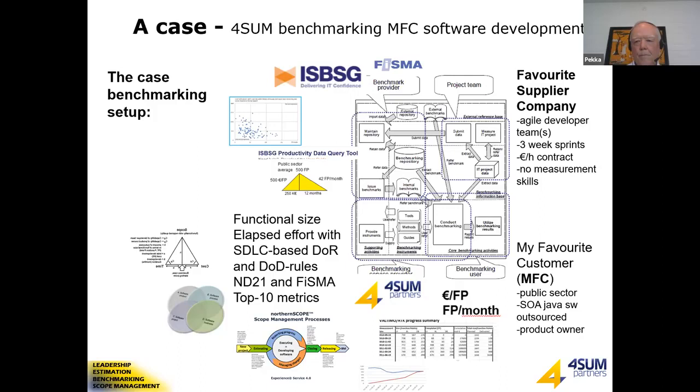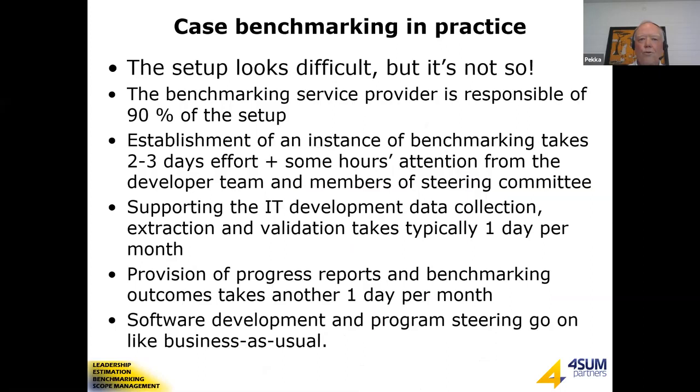So these all components must be discussed in the beginning. But I can tell that I have been using these things in several cases, and it's not so difficult to get started as it looks. So the setup looks difficult, but it's not so. And what is good for anyone considering to become benchmarking user, the benchmarking service provider is responsible of 90% of the setup, because they are providing the instruments, and they are selecting the benchmarks. And they usually have much better knowledge about those things than the benchmarking user organization.